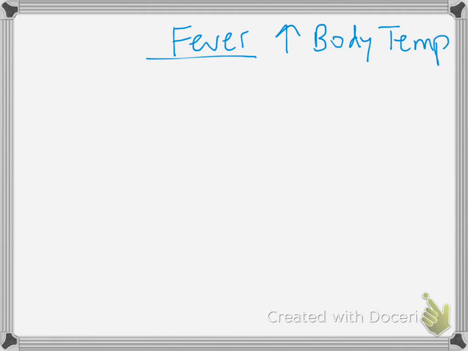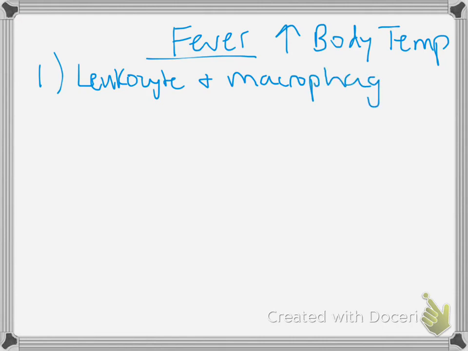And let's see the mechanism behind it. So leukocytes, those are our white blood cells, and macrophages, which are a type of white blood cell. So I don't know what he meant by that, but just think of leukocytes and macrophages if you see them in the question stem. And these two things, whenever they interact with the pathogen, are going to release something called a pyrogen. What's a pyrogen?